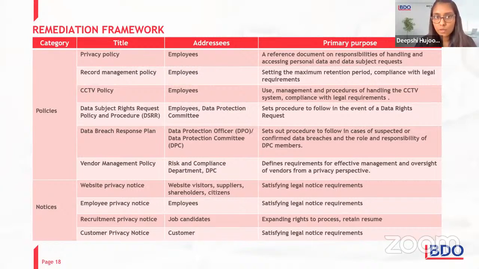Secondly, we have the records management policy. In that policy, you may list down the different types of records that you have. Who is the record owner? What are the roles and responsibilities of those record owners? What are the roles and responsibilities of the DPO? All of that is listed in the records management policy.